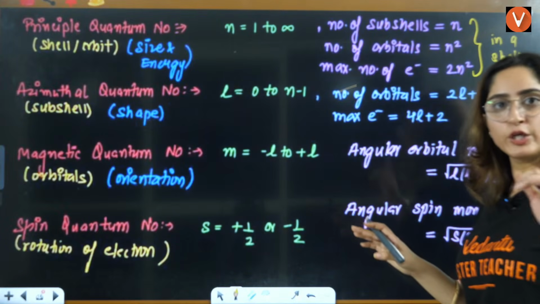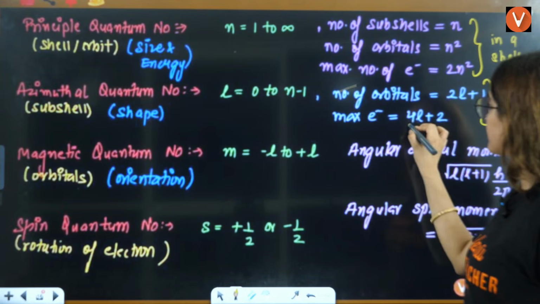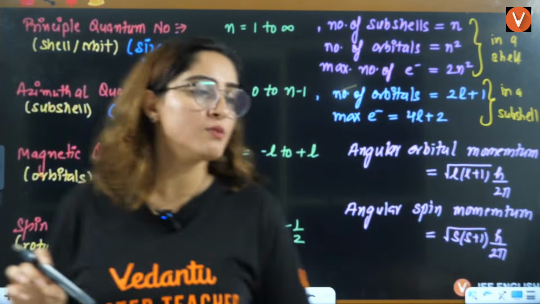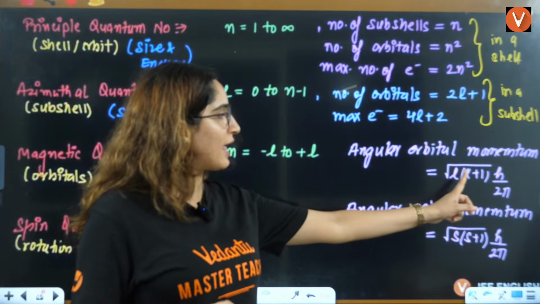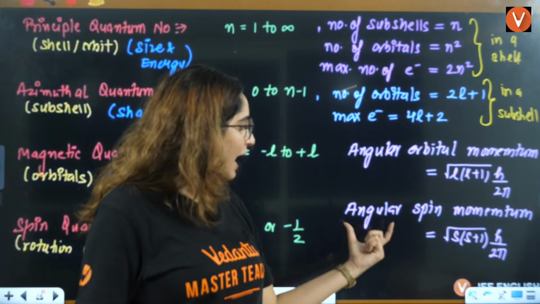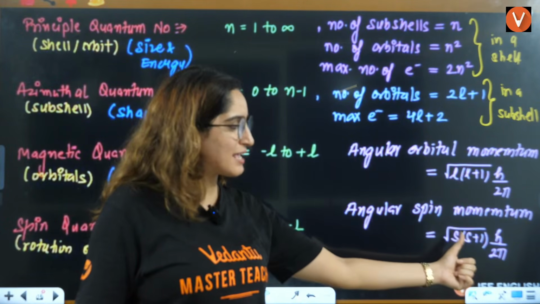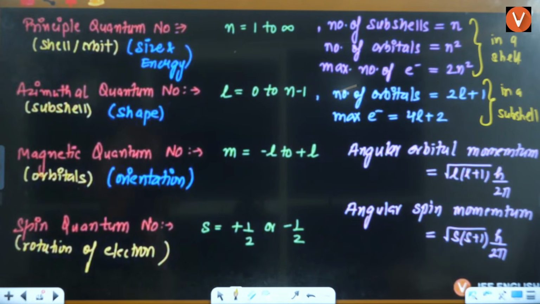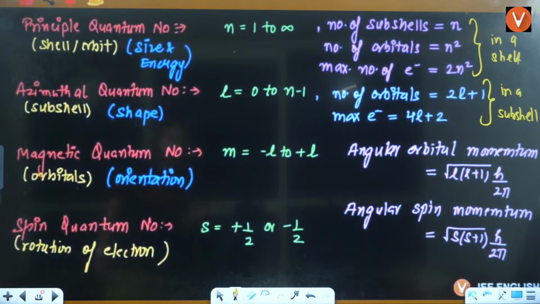Maximum electrons will be 2 into 2l plus 1, that is nothing but 4l plus 2. Angular orbital momentum is under root l into l plus 1 times h by 2 pi. And angular spin momentum is under root s into s plus 1 times h by 2 pi. These are all the formulas that you have here.